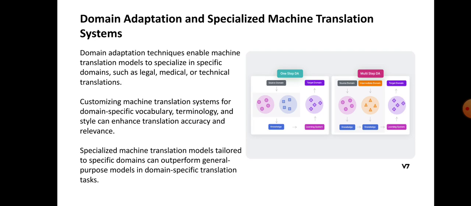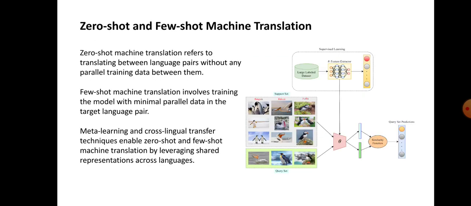Domain adaptation and specialized machine translation. Domain adaptation techniques enable machine translation models to specialize in specific domains such as legal, medical, and technical translation. Customizing machine translation systems for domain-specific vocabulary, terminology, and style can enhance translation accuracy and relevance. Specialized machine translation models tailored to specific domains can outperform general purpose models in those domains.